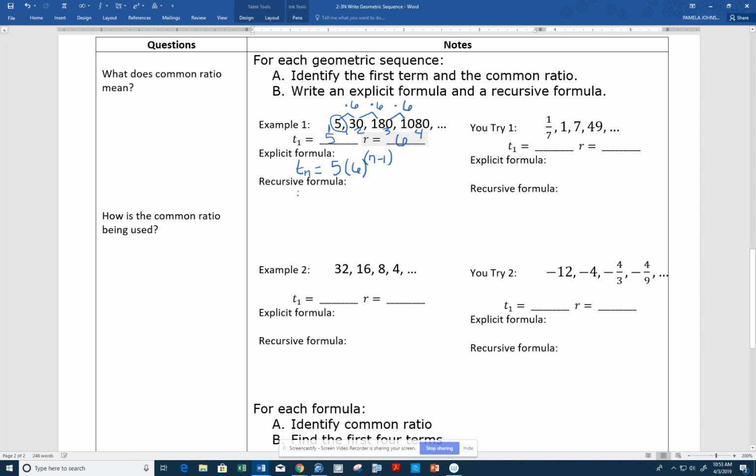The recursive formula says that T sub 1 equals 5. And if I want to find a term, T sub n, then it is T sub n minus 1, whatever the previous term is to what I'm looking for, times 6. I want you to try number 1 and pause the video. And when you unpause it, we will make sure you have the correct answer.